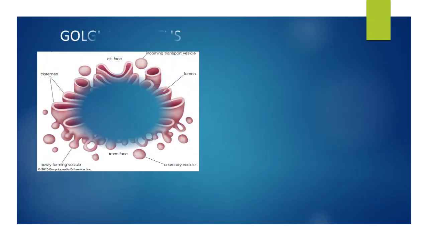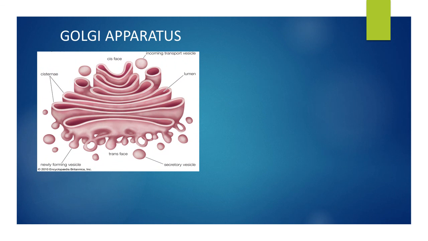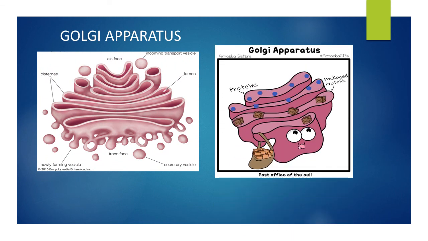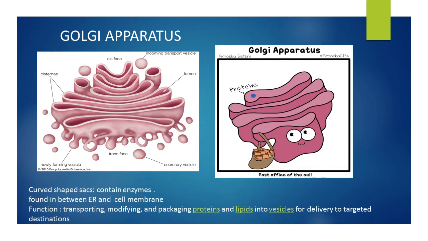Then Golgi apparatus. Those are curved shaped sacs which contain enzymes. Those are found in between the endoplasmic reticulum and cell membrane. The main function of Golgi apparatus is transporting, modifying and packaging proteins and lipids into vesicles for delivery to targeted destinations.